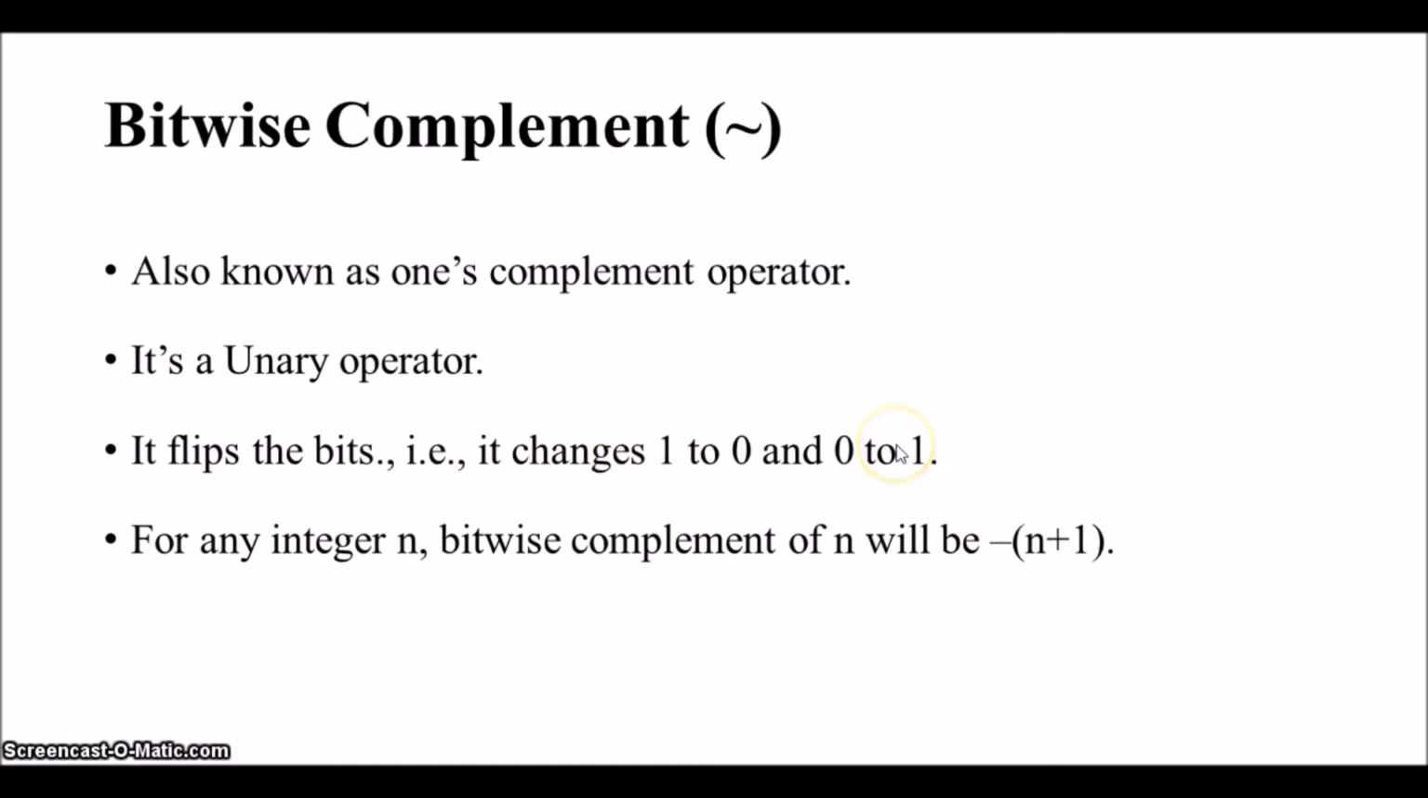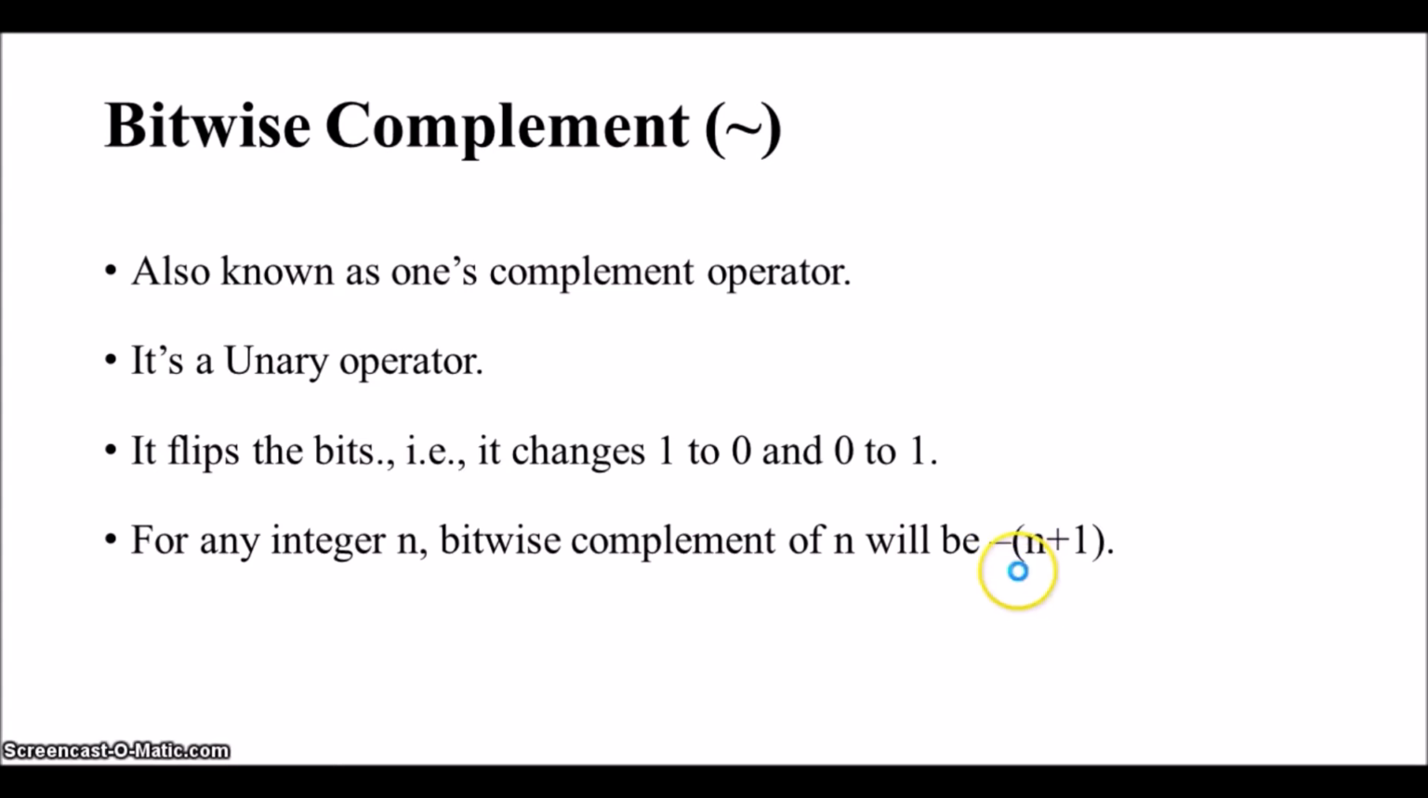So if there is a bit 1, when you apply complement, it will become 0. And if there is a bit 0, if you apply complement, it becomes 1. So it flips the bits, or it inverts the bits. The next point you need to remember here is, for any integer n, the bitwise complement of n will be minus of n plus 1.